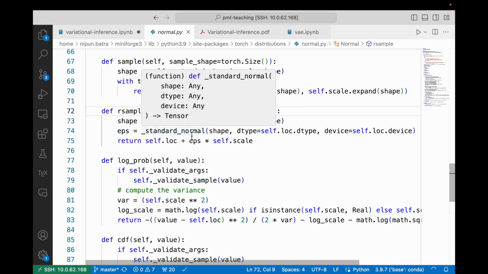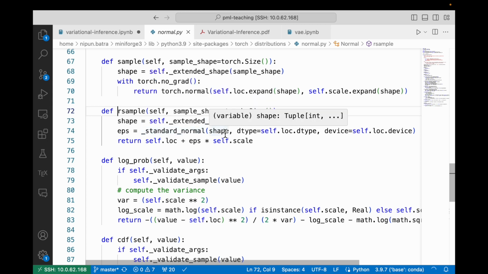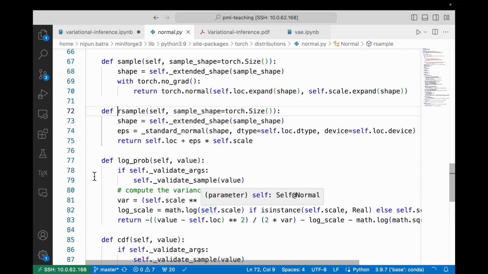eps equal to _standard_normal. It creates a standard normal of a specific shape and it multiplies that standard normal with a scale and adds the location, right? So can you see that whatever we have done is exactly the same as what is internally implemented, and you can see the difference between sample and rsample here, right? So now you have got some hint into how different methods are implemented.